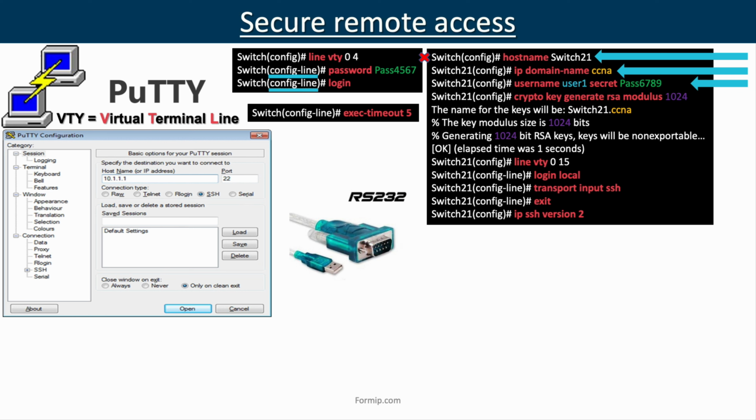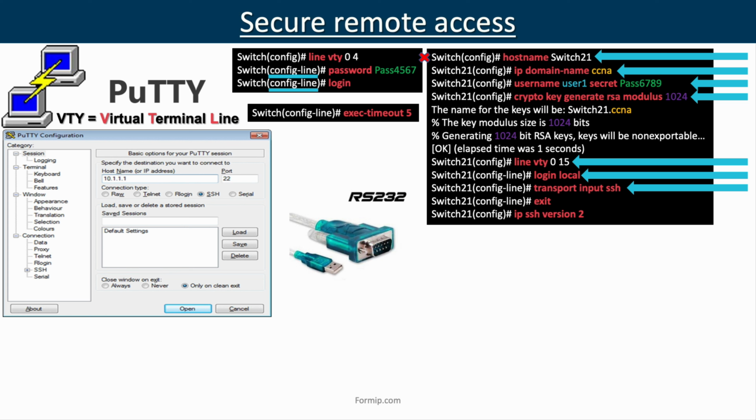The username and secret commands allow you to configure a user with a password, which will be used to log in via SSH. The crypto key generate rsa command will be used by the user to authenticate. Here we take a key encoded on 1024 bits. Then we have to go back to the configuration of our VTY lines to make a login local, which will force the connection with a username plus password.